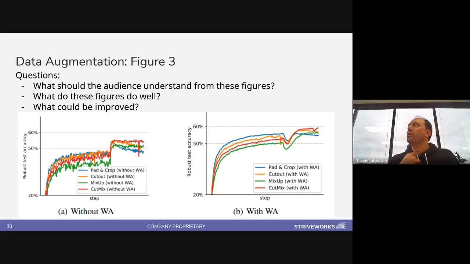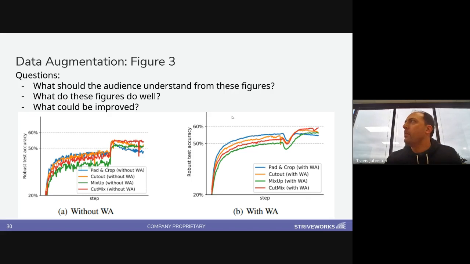The question in my mind is, are they advocating for one of these over the other? And they're not. But the real downside of these figures is that when you see them, you think, oh, you're ranking these different algorithms, right? You have the one on top that is better and the ones on the bottom that are worse. That's the message that I got initially.